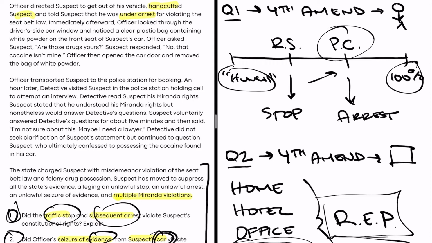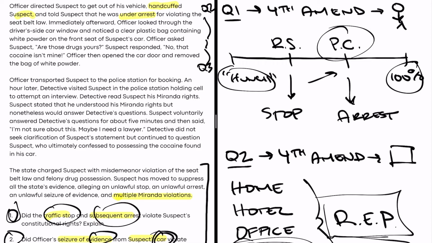can keep reading. Immediately afterward, officer looked through the driver's side car window and noticed a clear plastic bag containing white powder on the front seat of the suspect's car. Officer asked suspect, "Are those drugs yours?" Suspect responded, "No, that cocaine isn't mine." Officer then opened the car door and removed the bag of white powder. Okay, the rest of this paragraph, we do have some other issues going on here. This goes to both question number 2 and question number 3 at the same time.